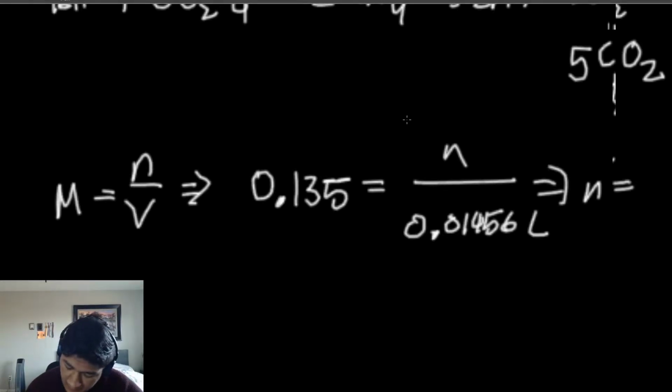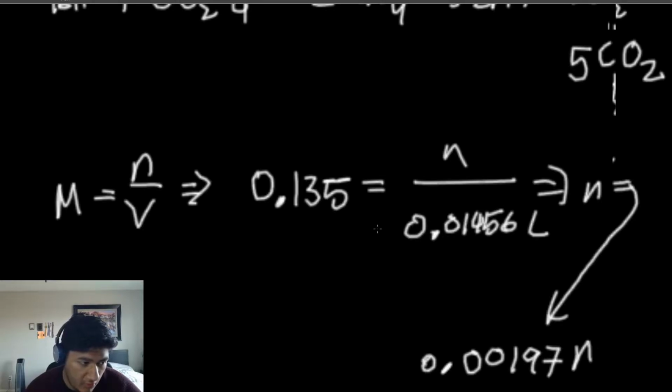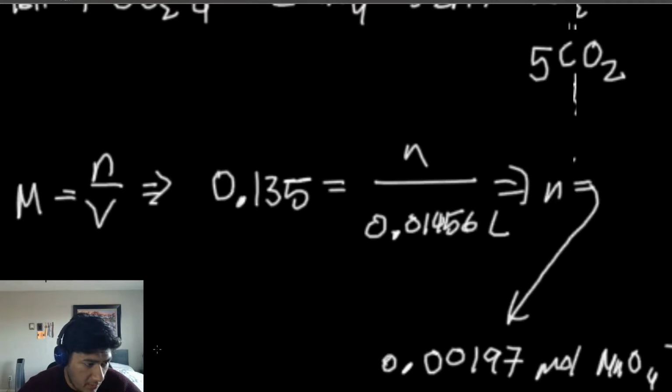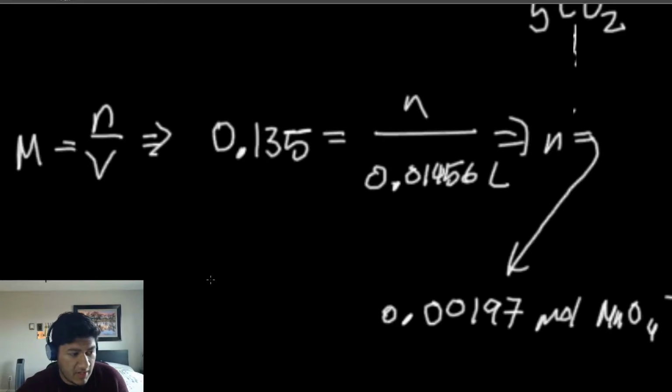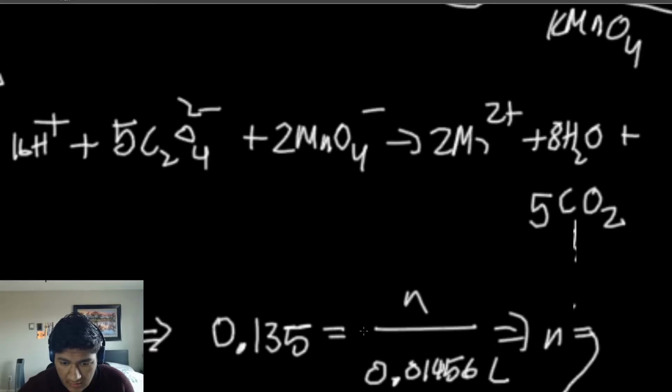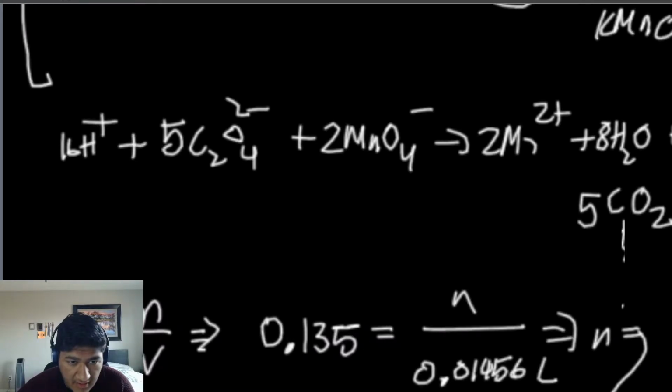Now when you do the math, solving for N, which is the number of moles, we get that N is equal to 0.00197 moles of MnO4-. Okay? So now we have one piece of the equation. We know that we have that much MnO4-. Let's go back to our equation, shall we? Let's find the mole ratio between MnO4- and the oxalate.